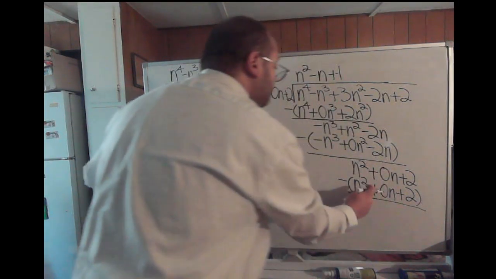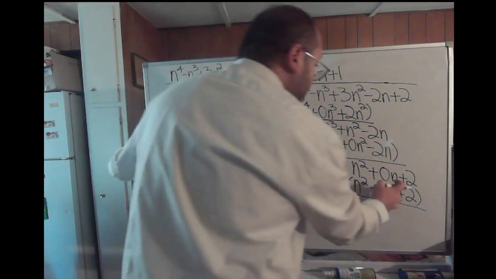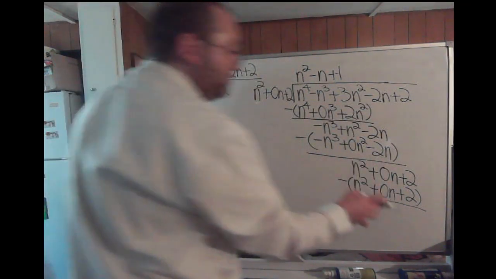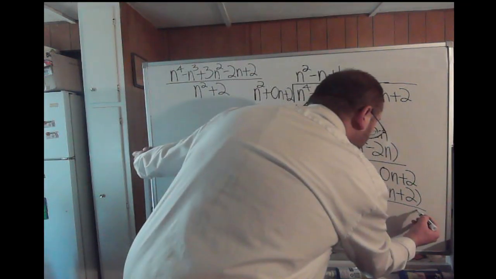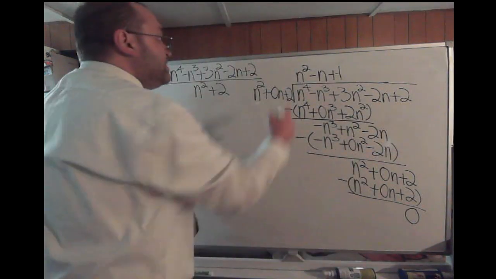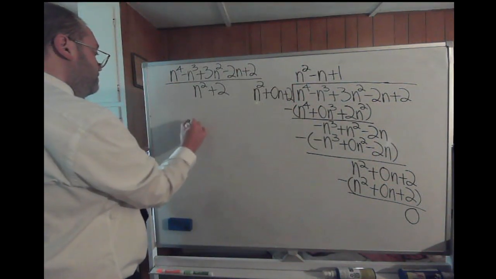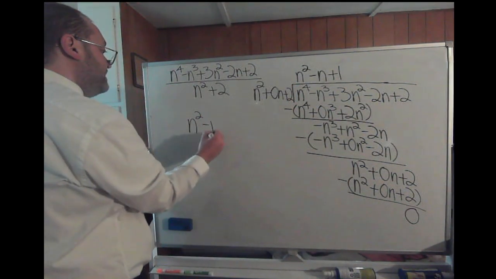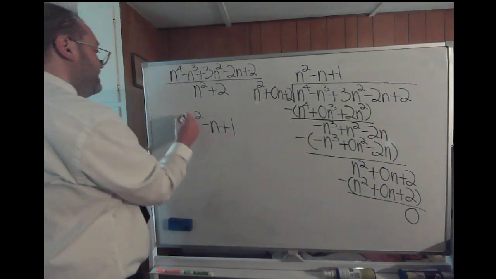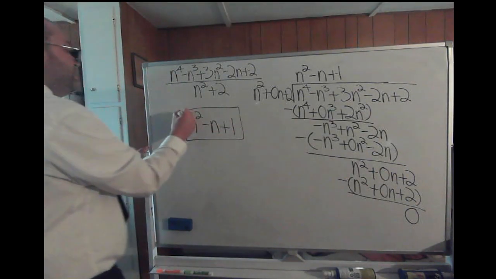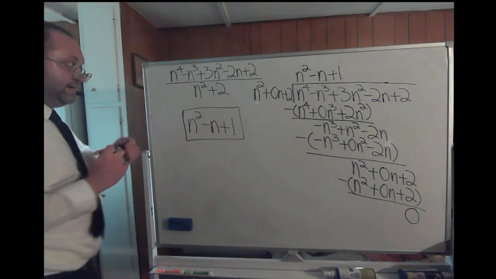N to the second minus n to the second is 0. 0n minus 0n, that's 0. 2 minus 2 is 0. You have a remainder of 0. So the answer you get is your quotient of n squared minus n plus 1. And that would be it. You would end up getting n squared minus n plus 1.